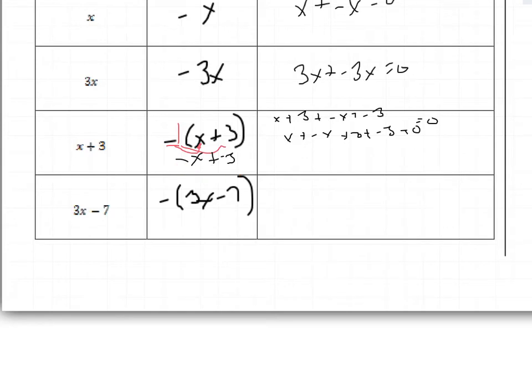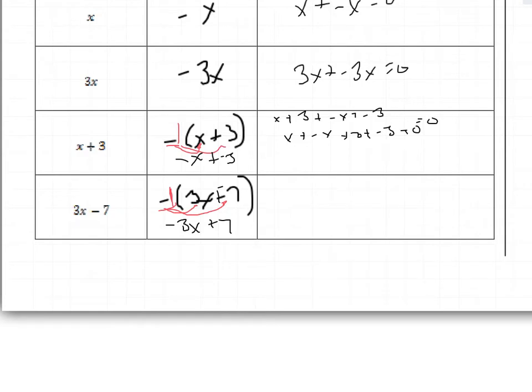Coming over here and looking at this one, this is like a 3x plus a -7. So in order to have the opposite here, we need the opposite of the positive 3x, which would be a -3x, and the opposite of a -7, which would be a positive 7. So again, that distributes in and changes the sign, just as if it were multiplication by -1.